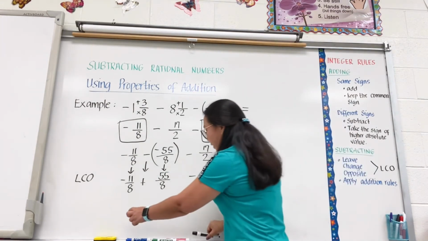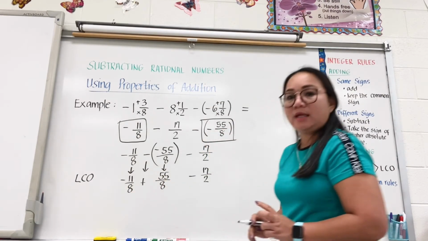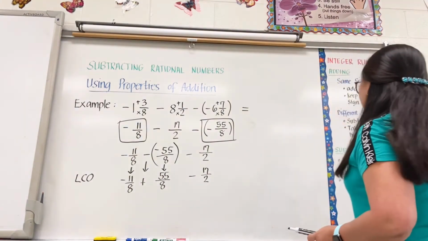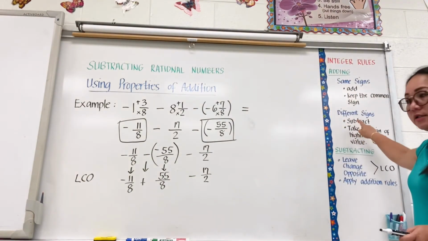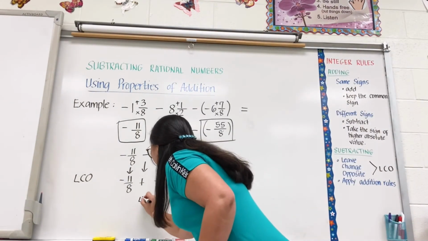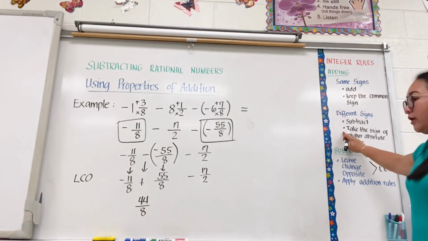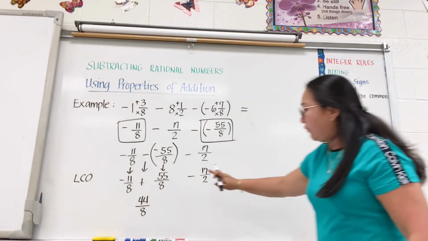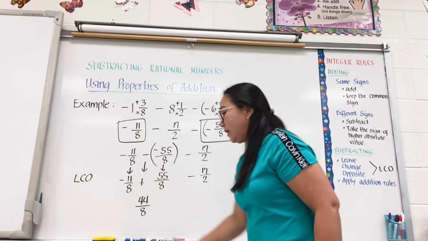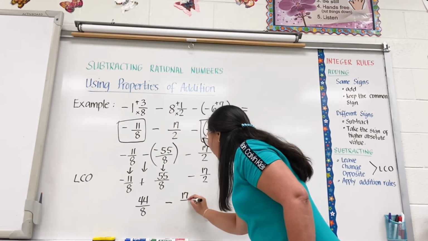Now you notice that we have here one negative sign, the other is positive. So that means they are fractions of different signs. So here, different signs you will subtract. 55 minus 11 is 44 over 8. And take the sign of the higher absolute value. So 55 is bigger than 11. So the sign here is positive. Then minus 17 over 2.